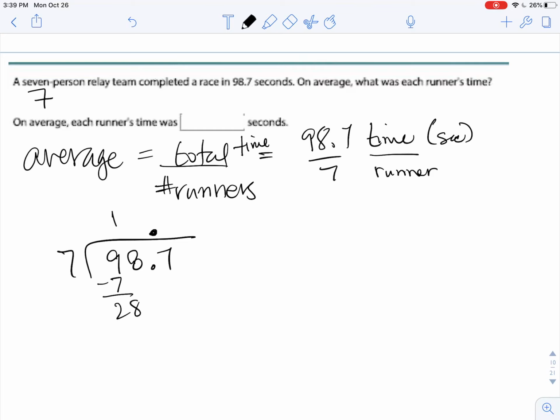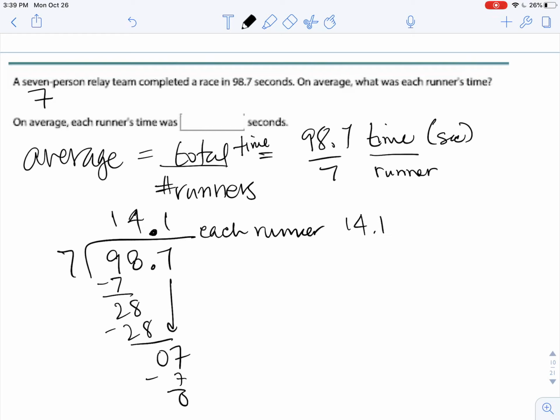Oh yeah, that's a 4. 4 times 7 is 28. Subtract, 0, bring down the 7, 1. So each runner ran on average for 14.1 seconds.